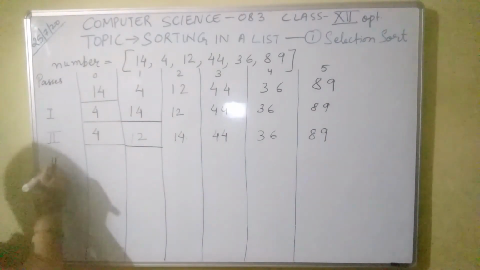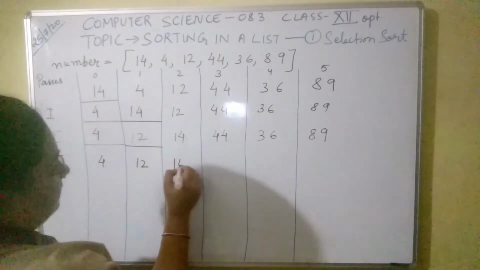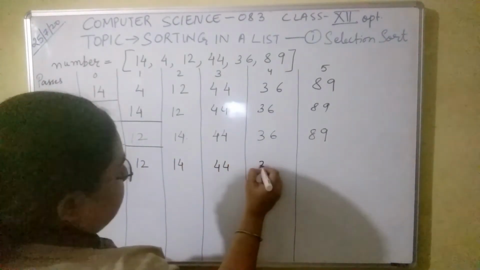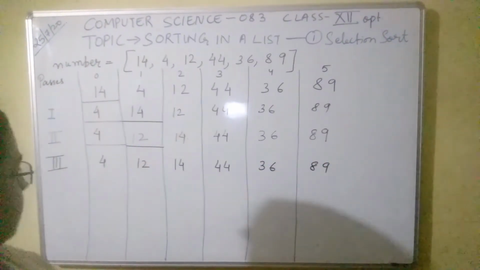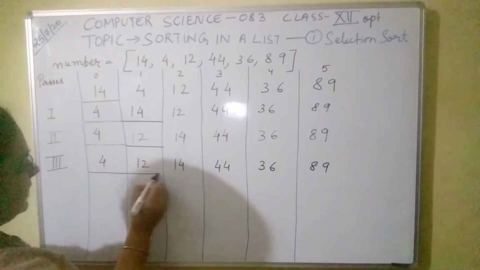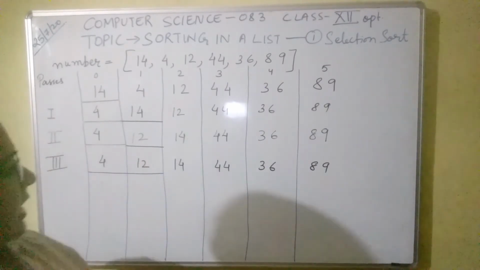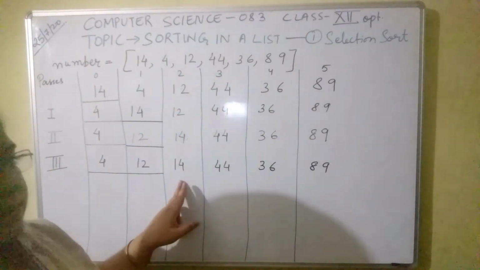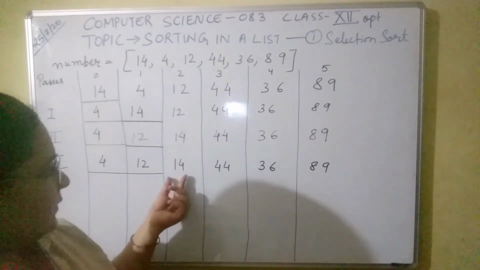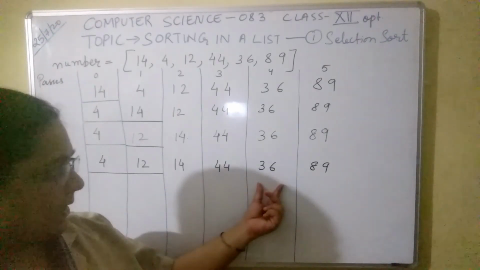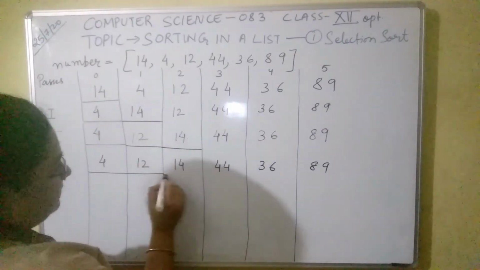Now we come to the third pass. In the third pass, already these two elements are fixed. We need to start from the third element, that is index location 2. Now 14 will be compared with 44. Is 14 less than 44? Yes. Less than 36, less than 89. So its position is also fixed.